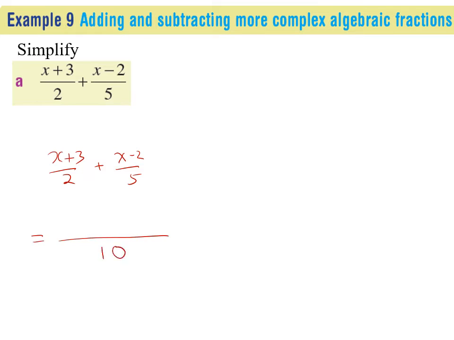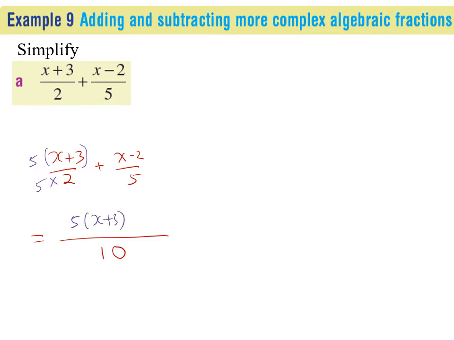Now, how do I get from 2 to 10? I need to multiply this by 5. And I need to multiply the numerator by 5. But we have to put this in a bracket because you multiply that whole number. That numerator is x plus 3. So now we have 5 times x plus 3.